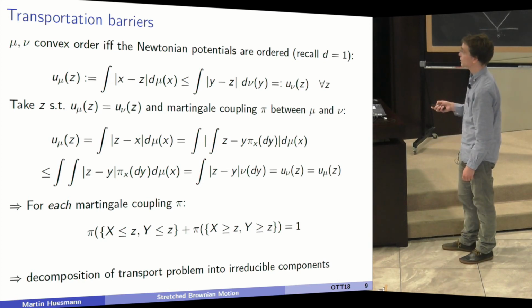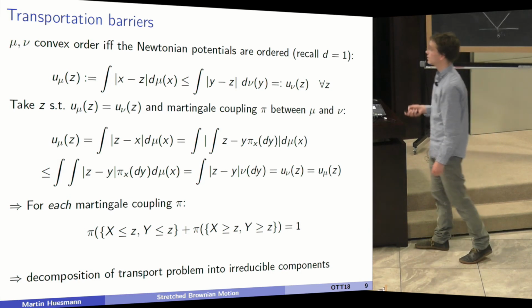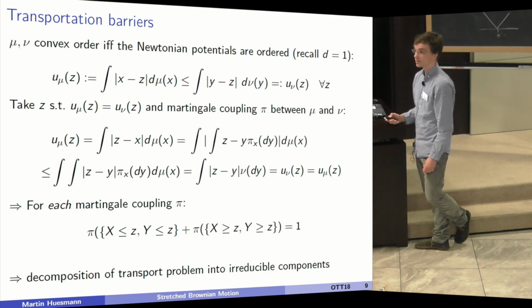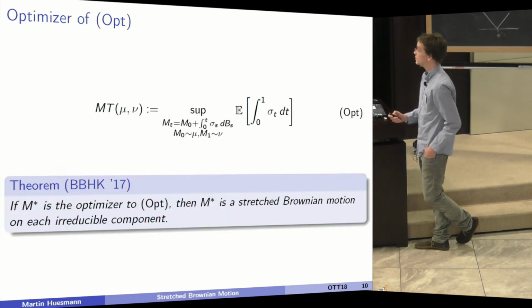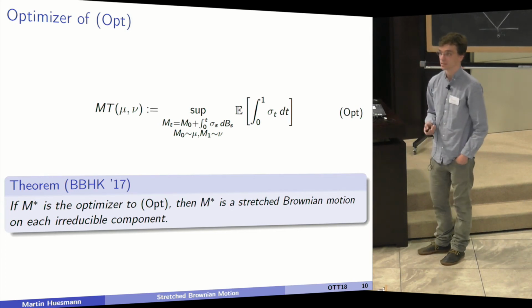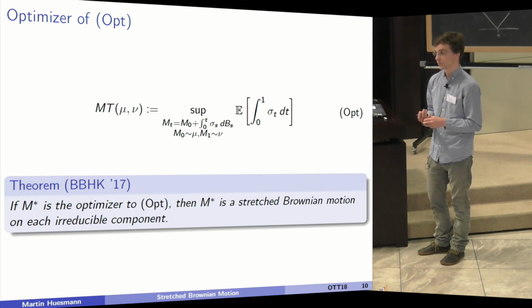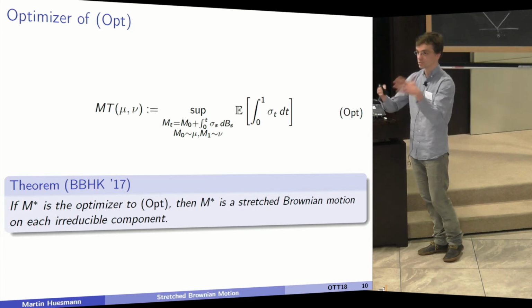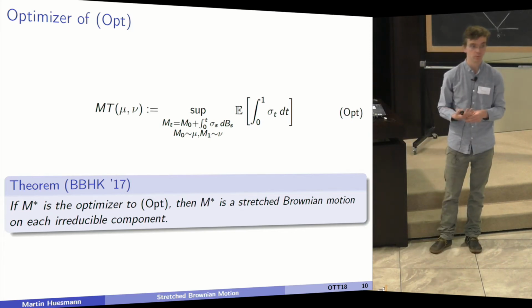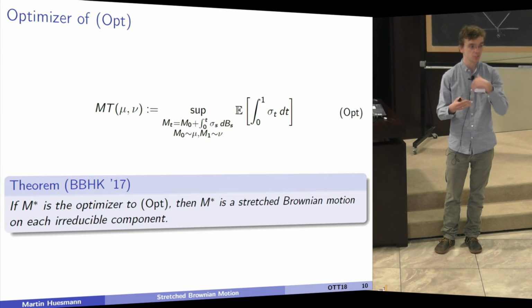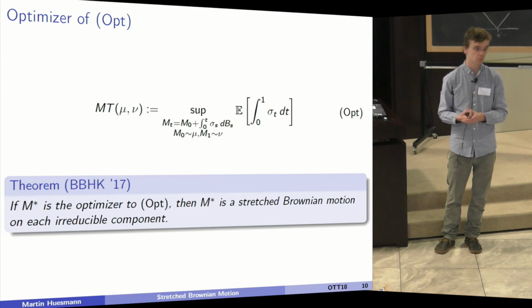Okay, so this is why this failed. Not every optimizer is a stretch boundary motion, but the next best guess is that on each irreducible component, each optimizer is a stretch boundary motion, and this is in fact true. Now you can just decompose your problem into irreducible components, and on each irreducible component you get a stretch boundary motion.